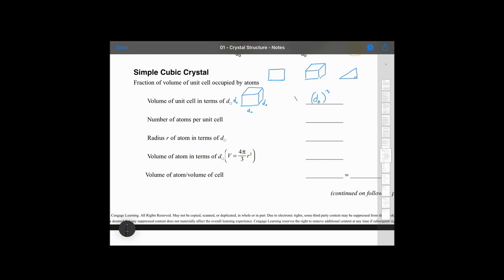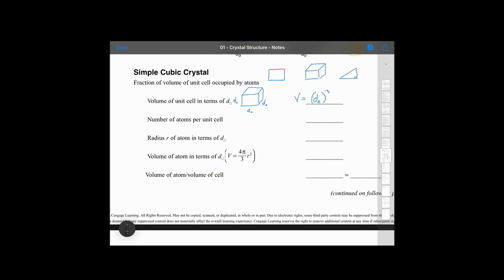So volume of the cell is D0 cubed. So if we can measure the volume, we can calculate the edge length or vice versa. And you'll see some questions in the homework that say, what's the volume of a unit cell if the edge length is blank, or vice versa.